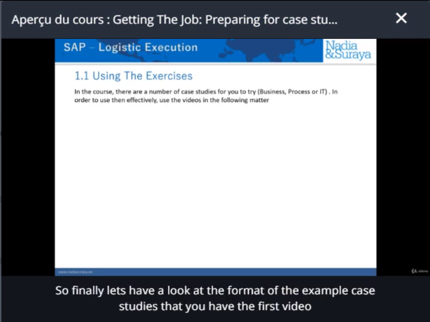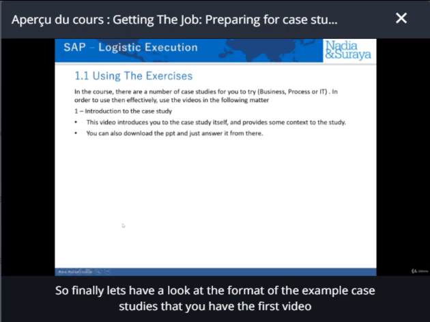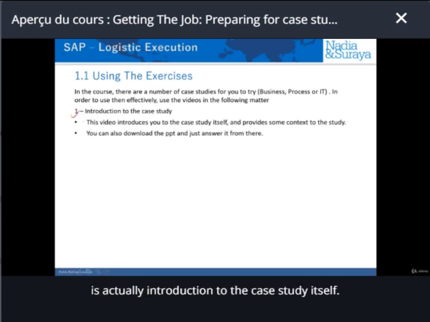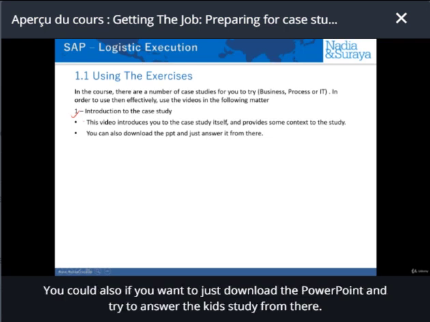So finally, let's have a look at the format of the example case studies that you have. The first video is actually an introduction to the case study itself. It's just a here is the case study. I will read it to you, maybe offer a little bit more explanation. You can also, if you want to, just download the PowerPoint and try to answer the case study from there.